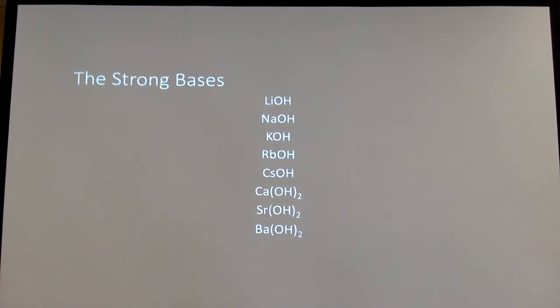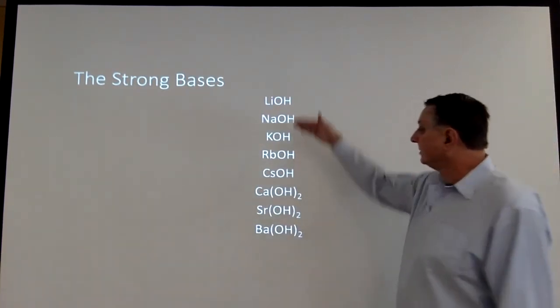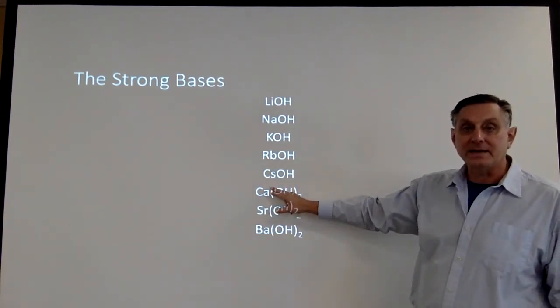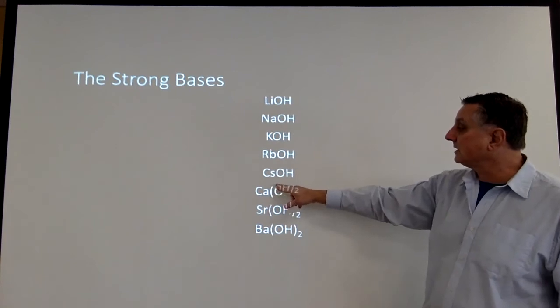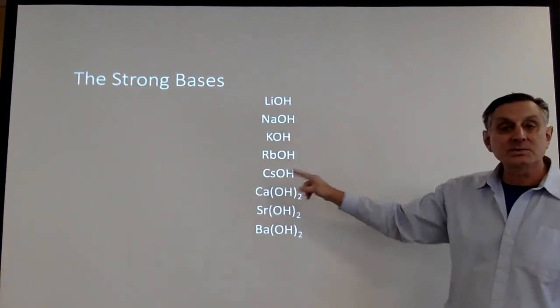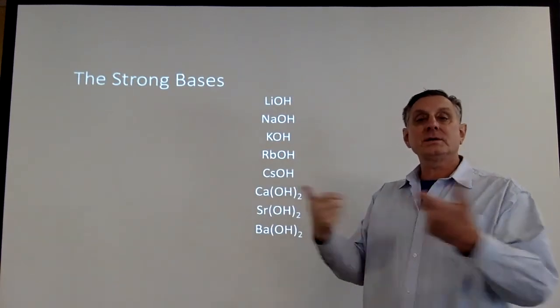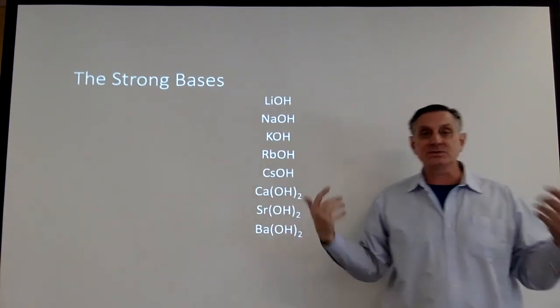These are the strong bases. Notice the pattern, lithium through cesium. These are all the group 1 metal cations. These are the alkali metal cations. These are all strong bases, which means that when we take LiOH and put it in water, it completely separates into its ions. That's what strong means.